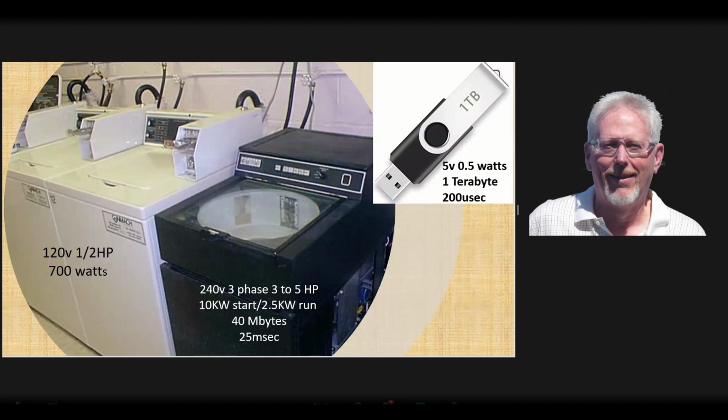I couldn't resist showing this picture, the washing machine size of disk drives. This is an ISS disk drive, I believe, that DEC bought and added to the mass bus. So here it is compared to the washing machine next door. And to give you a perspective of history here: a 240 volt 3-phase, 3 to 5 horsepower motor, 2,500 watts, 40 megabytes and 25 millisecond access time. And now what you can get for $40 is a 1 terabyte drive that's half a watt and has a 200 microsecond access time. Technology has changed a bit.